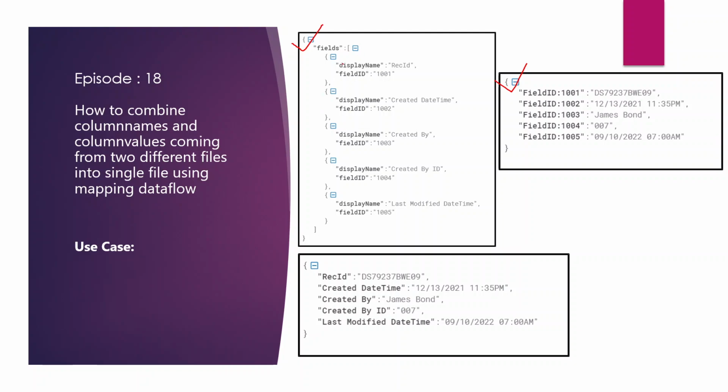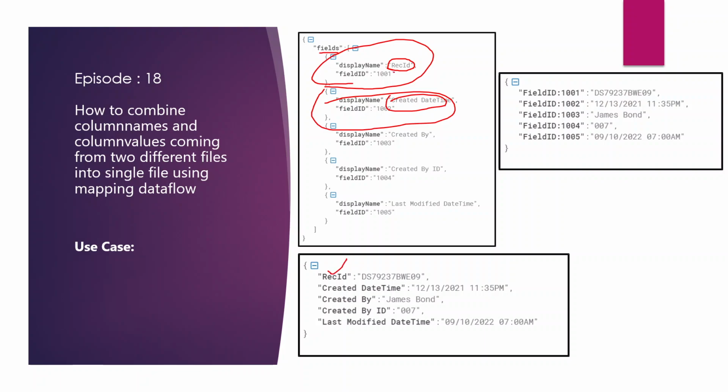The first file has an array called fields, and inside this fields array we have a couple of JSONs present as items of the array. This is one item, and this is another item. Similarly, we have 5 JSONs as items of the array, and if you closely observe, each JSON has two key-value pairs, where display name has the data which we need as the output column name.